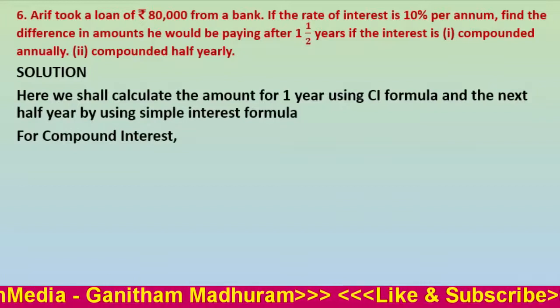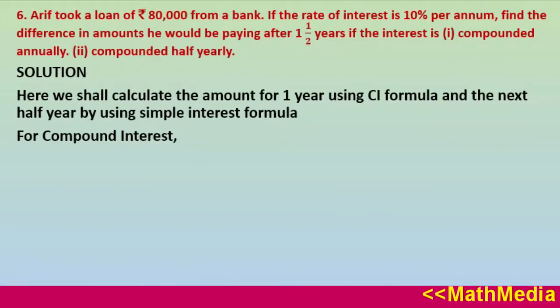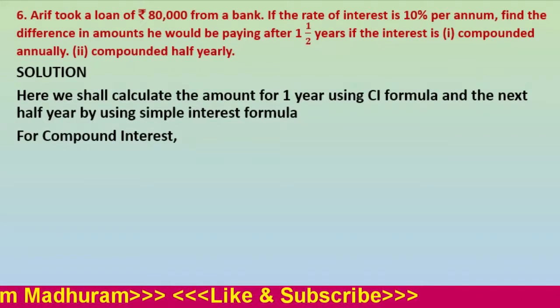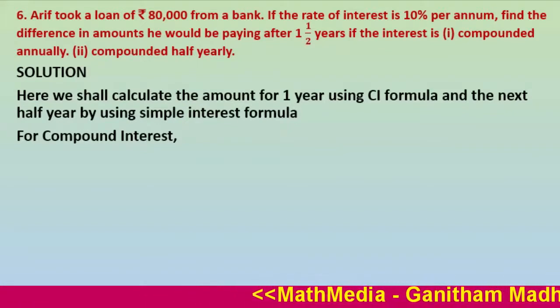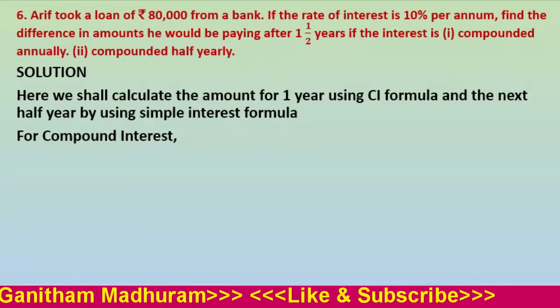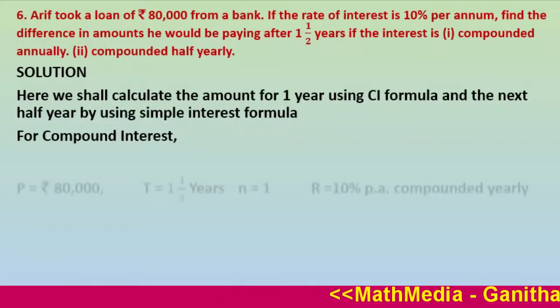Here the time period is given as 1.5 years. So in the case of interest compounded annually, first we can calculate the amount for 1 year using the compound interest formula and the next half year by using the simple interest formula. So first we can solve the amount compounded annually.